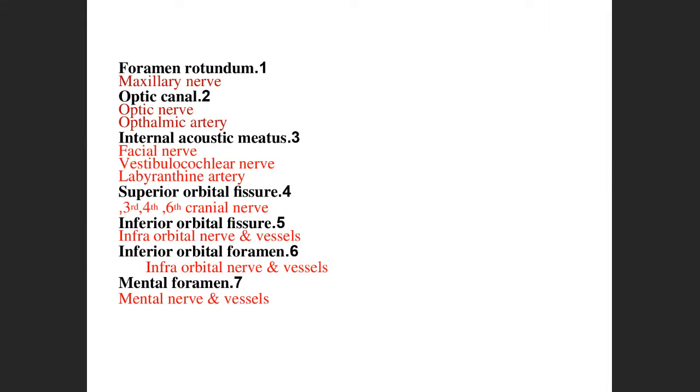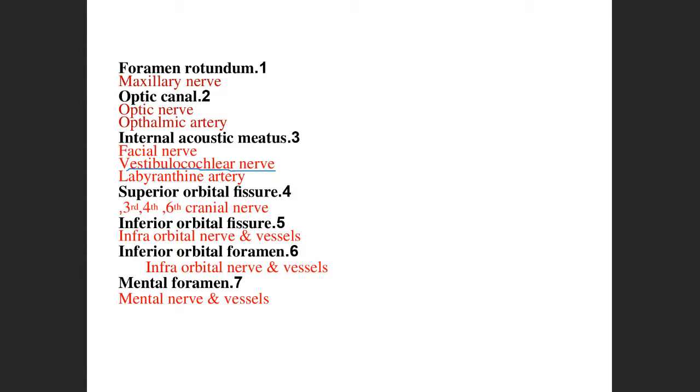And these are the other openings. The optic canal: it is the area for passage of the optic nerve and artery. And then the internal acoustic meatus, the inner opening of the ear. What structures pass here? The facial nerve, the vestibulocochlear nerve, which supplies the ear, and the labyrinthine arteries.